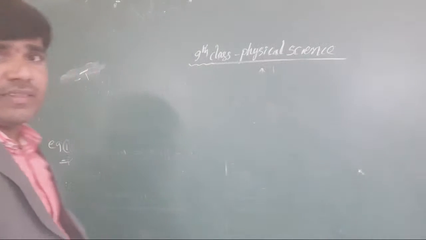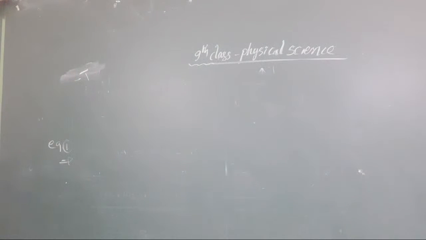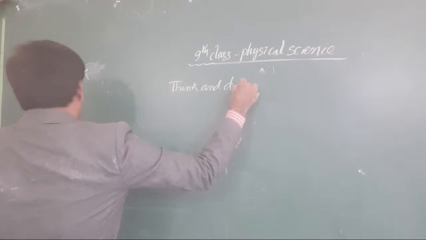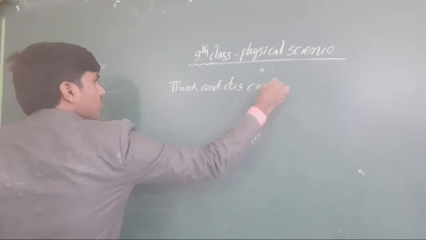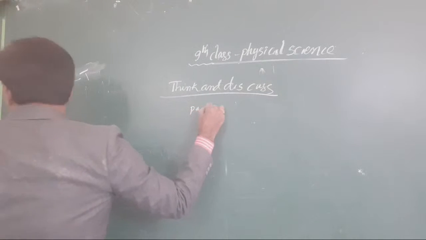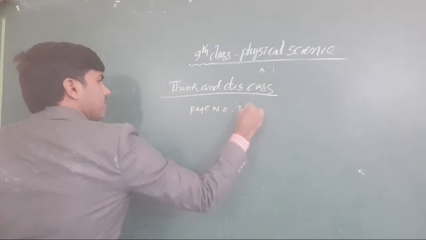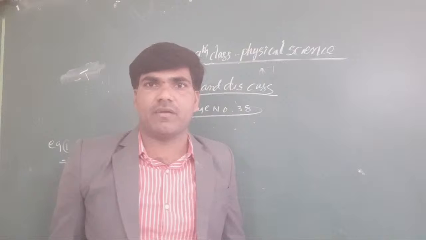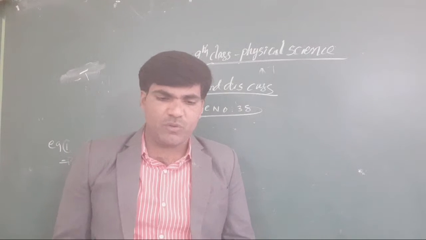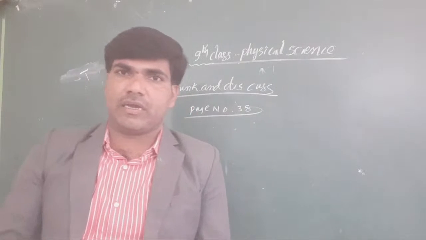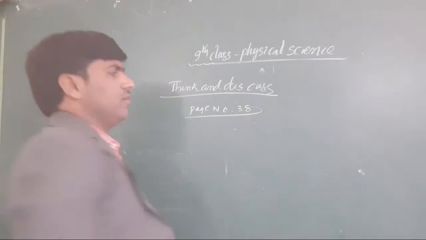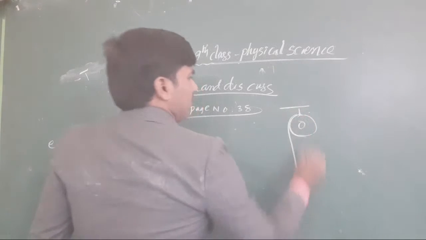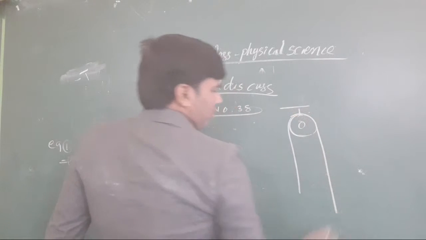Come to here, think and discuss concepts. Page number 38. Now on page number 38, there are the think and discuss concepts. Once we go with that, observe the following diagram. There is one man given here, and one of these equations are given. On that one there is one mass, and one man is also there.